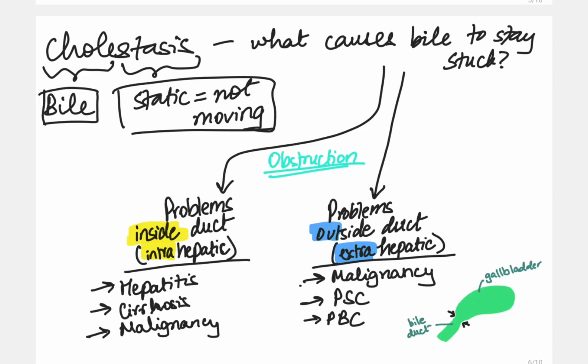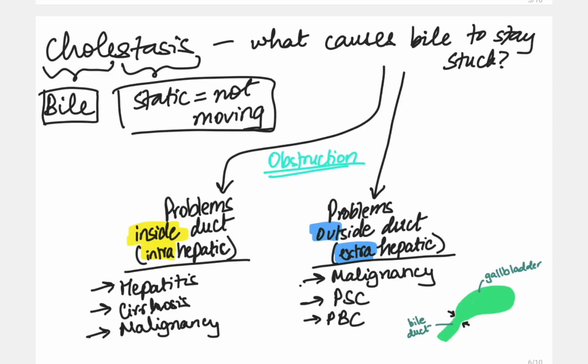If it's intrahepatic, you've got things which can happen inside the liver, which cause the bile ducts to get shrunk and closed in on. So you've got things like hepatitis causing inflammation around the bile ducts to constrict the bile duct. You've got cirrhosis, which is literally scarring of the liver, and you've got malignancy pressing down inside of the ducts themselves. And then you've got extrahepatic, which involves any malignancy pressing down on the bile ducts.